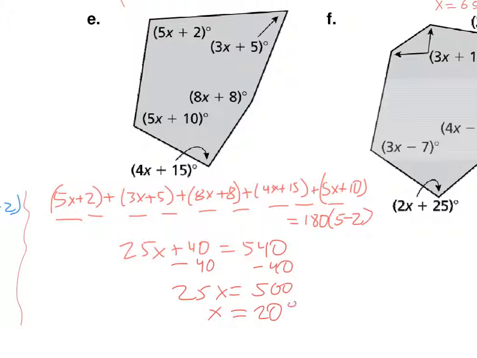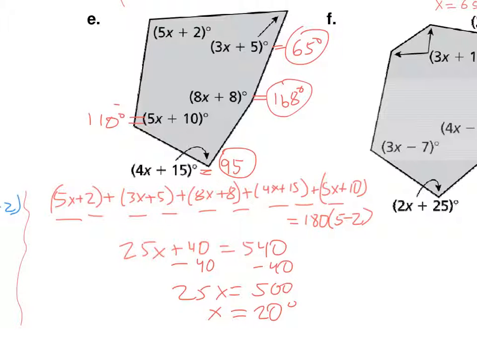Okay. So now we've got that. We can find all of our angles here. And so we have 4 times 20, which is 80, plus 15 gives us 95. Here we got 8 times 20, which is 160, plus 8, which is 168. Here we've got 3 times 20, which is 60, plus 5 is 65. And we've got 5 times 20, which is 100, plus 10, that's 110. We've got 5 times 20 plus 2, which is 112. All right, so we found all the angles. Now you try the next one.